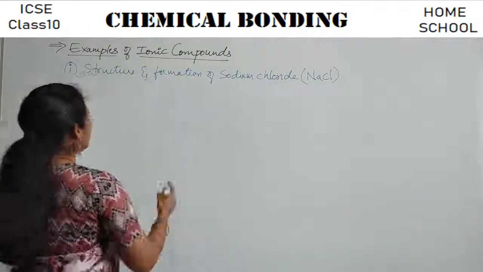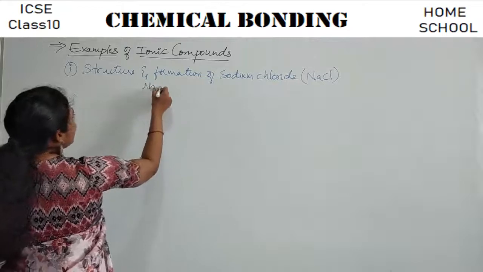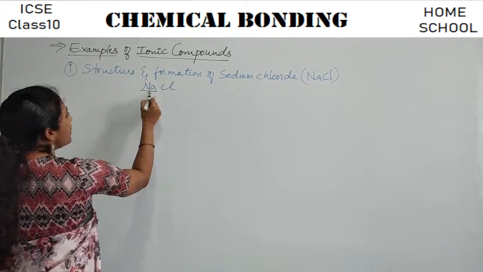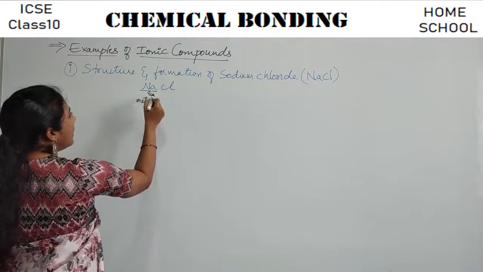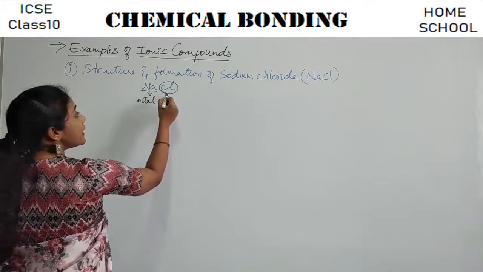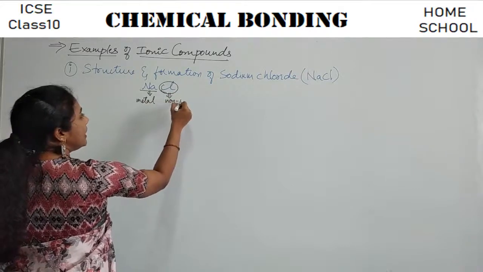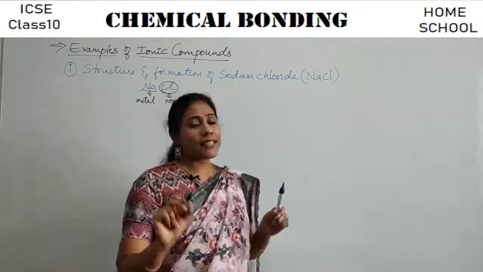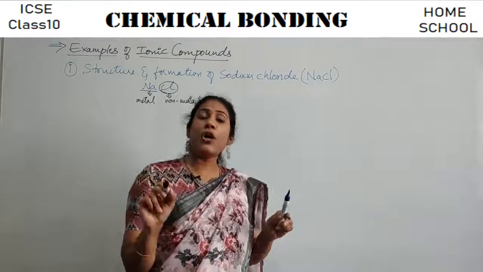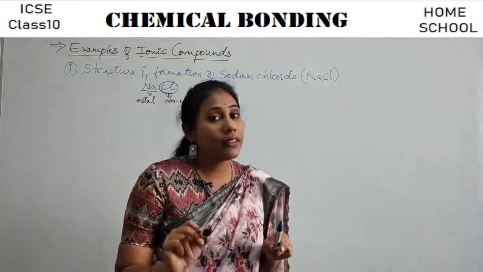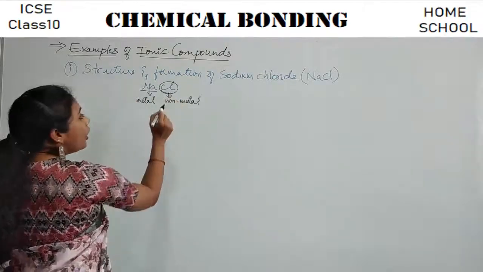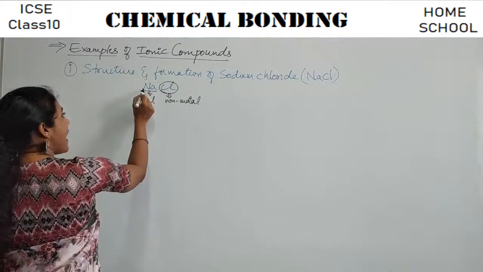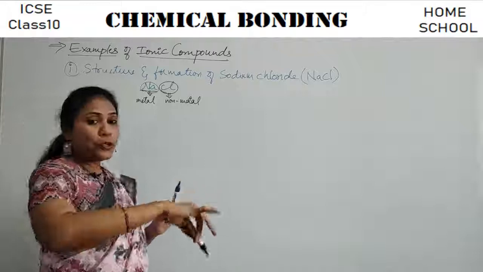So in case of NaCl, you have sodium, which belongs to a category called metal, and chlorine, which belongs to a category called non-metal. Clear? And in the previous class, I told you that metals always lose electrons and non-metals always gain electrons, isn't it? So now let us discuss how sodium loses an electron.